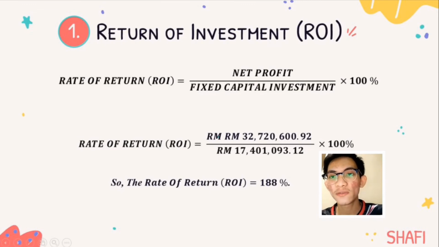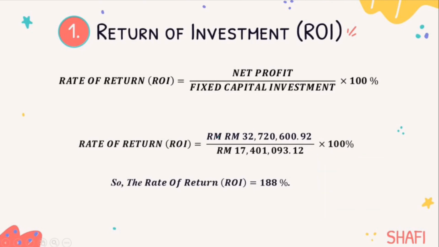So the first formula used is return on investment, also known as ROI. ROI is a measure of the gain or loss generated by an investment in relation to its initial cost. This method measures the profitability of an investment by the company. Based on the ROI calculation result, it shows the investment gain generated is 188%.